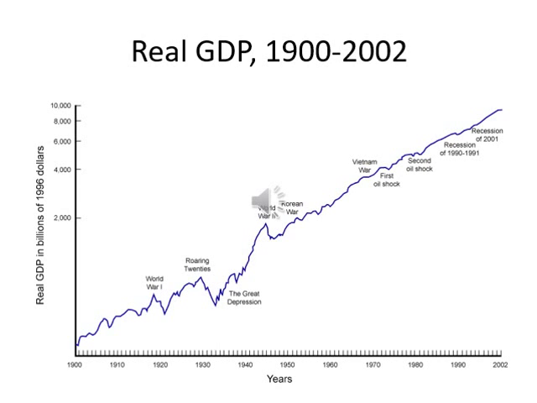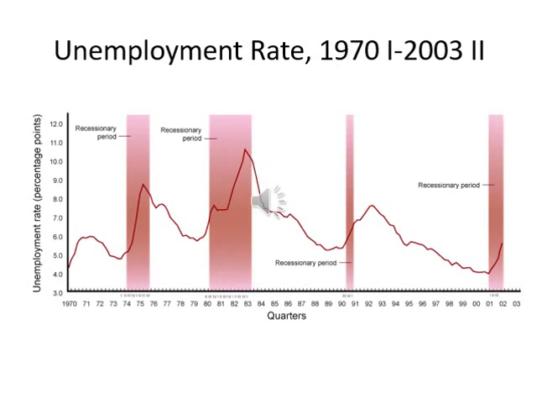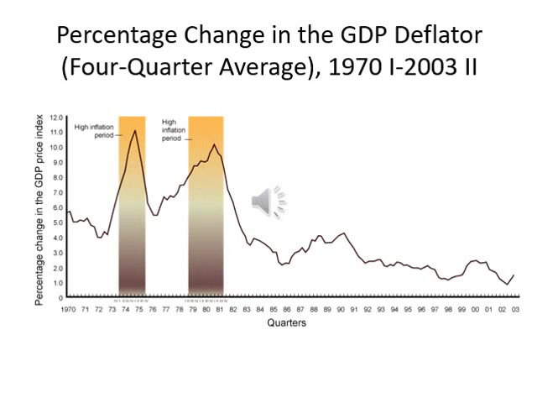Graph shows real GDP, 1900 to 2002. This graph shows real GDP, 1970 to 2003. Unemployment rate, 1970 to 2003. Percentage change in the GDP deflator, four-quarter average, 1970 to 2003.